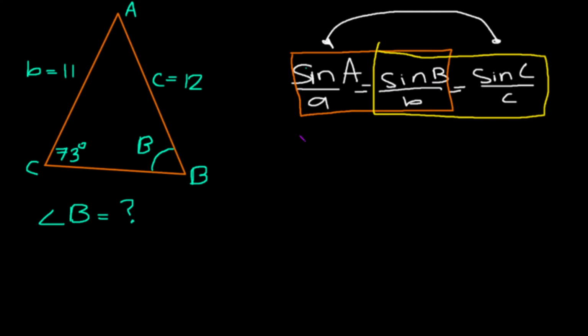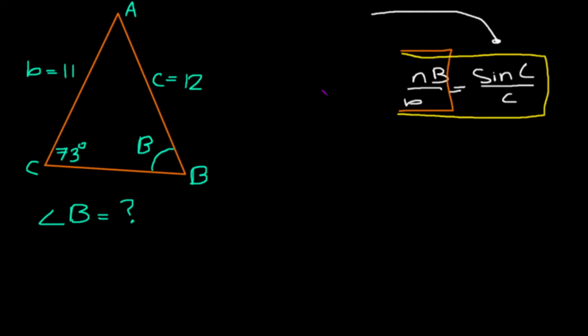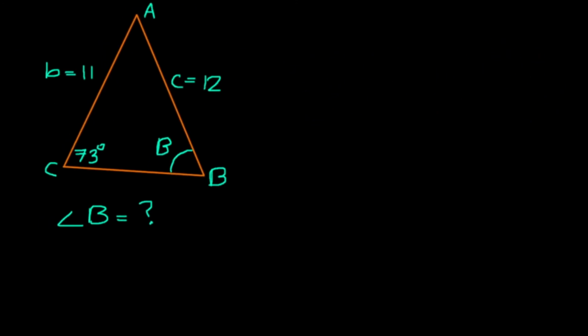Alright, so when looking at this question that I have on the left hand side of the screen, we see that we have c is equal to 12, so we know c is equal to 12, we know b is equal to 11, and we know the angle C is equal to 73 degrees. So these are the three things that we know. And what we're trying to find is the angle B. The angle B is what we don't know and what we're trying to find. So right off the bat, we know we're going to have to be using the sine B and sine C.